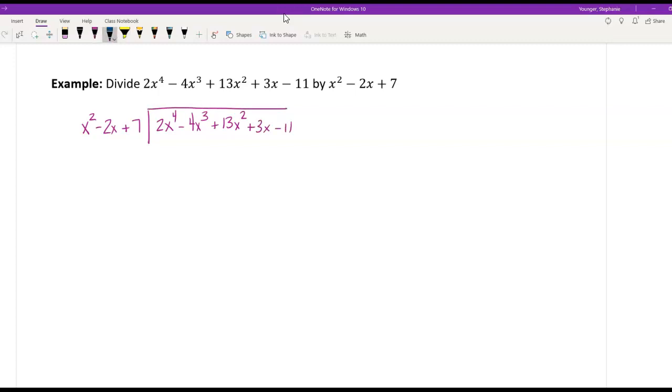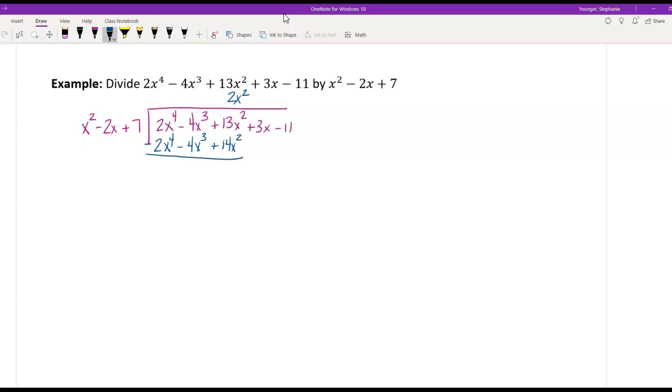All right, so taking a look at this first term, what do I need to multiply x squared by to get 2x to the 4th? Well, it is 2x squared. So I'm going to come to the x squared column, and I'm going to put 2x squared. So 2x squared times x squared is 2x to the 4th. 2x squared times negative 2x becomes negative 4x cubed. So far, so good. 2x squared times 7 becomes positive 14x squared.